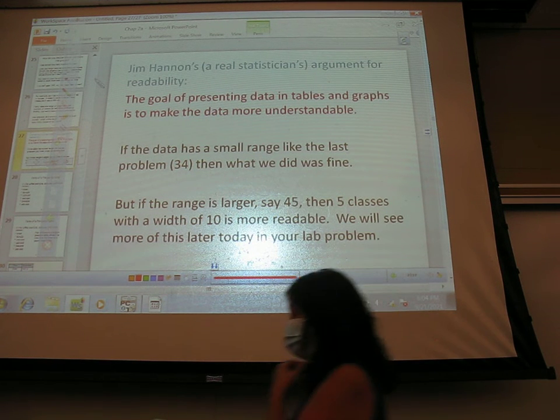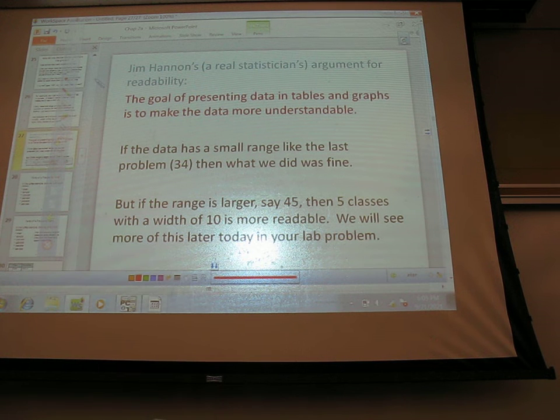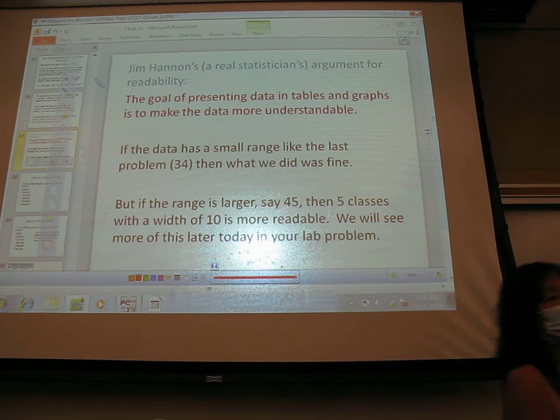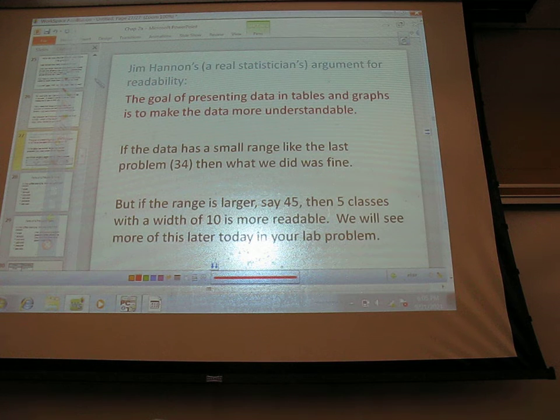But he and I argued all the time because he's like, the point of showing data is to make it more readable, to make it more understandable, to get your point across in whatever presentation you're trying to do. So he's saying, what you should try to do is if your range is 25 or more, then make the class width 5. Because everybody counts in 5s, right? Even small children can count in 5s, right? 5, 10, 15, 20, right? If your range is 45 or more, then have a class width of 10, right?